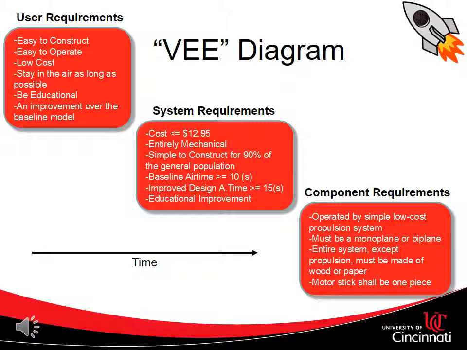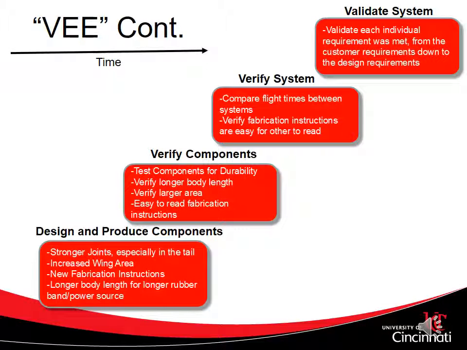First, we found our user requirements and decided what we wanted the end model to achieve. Next, we specifically laid out how we were going to measure our user requirements by identifying the system requirements. Then, we defined what each component had to consist of. Next, we looked at how we could improve each component to meet our system requirements. We decided that an improvement in the tail, an increased wing area, new fabrication instructions, and a longer body would help us to achieve our end goals.